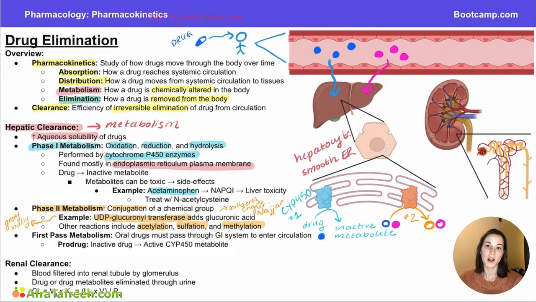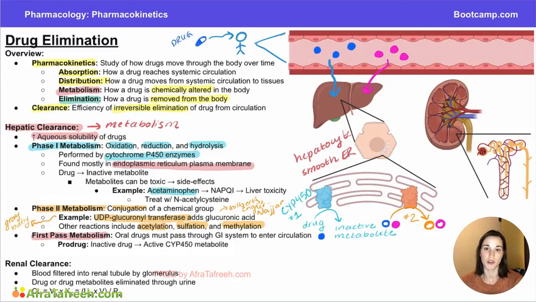We already talked about first-pass metabolism in the video on drug delivery, but to review, first-pass metabolism refers to the fact that any drug that passes through portal circulation prior to entering systemic circulation will have already undergone liver metabolism by the time it reaches its site of action. So most oral drugs, which go through the liver prior to entering systemic circulation, have already had the opportunity to be metabolized by the time they reach their site of action.